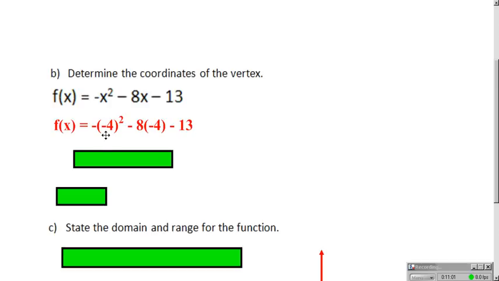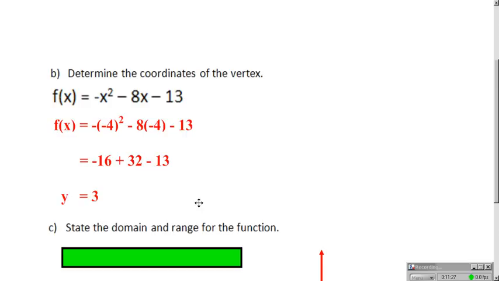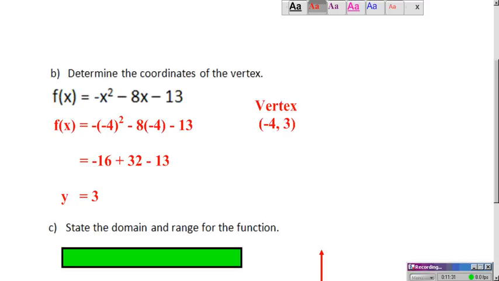Minus 13. Do your computation. Negative 4 squared is negative 4 times negative 4, which would be 16. Times the negative on the outside is negative 16. Plus negative 8 times negative 4 is a positive 32. And then we subtract 13. Do your computation to solve for f of x. Remember, function of x basically meaning y. And we find out y is equivalent to 3, giving us our vertex negative 4, 3.